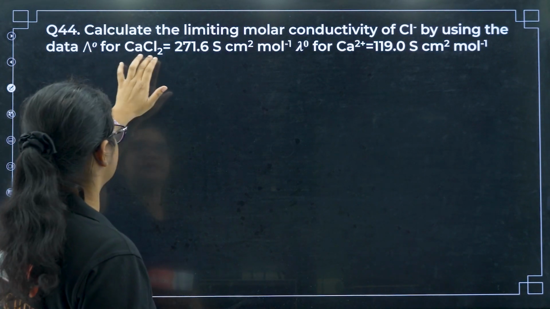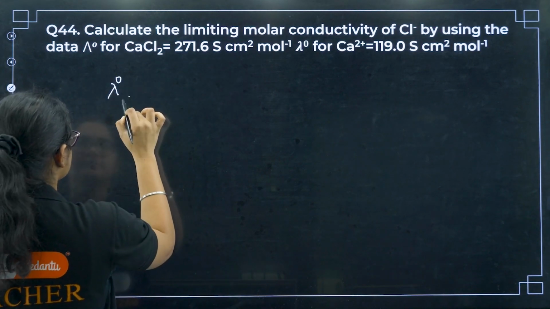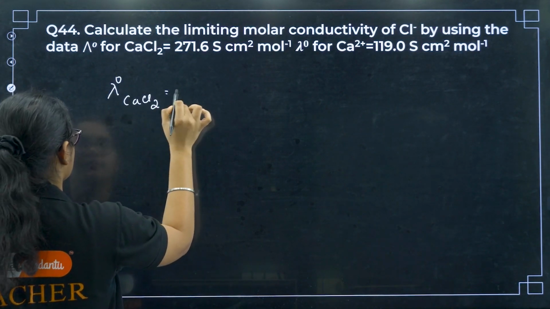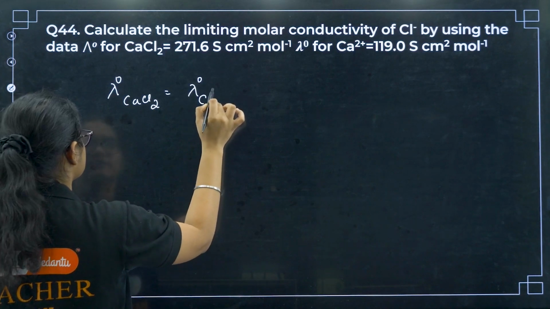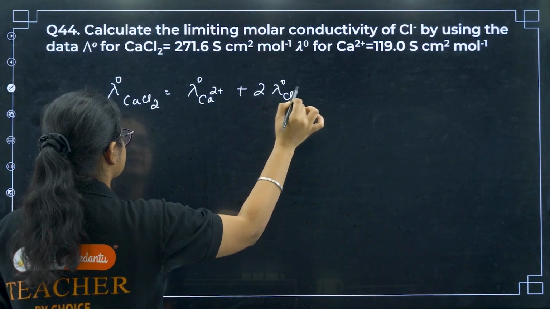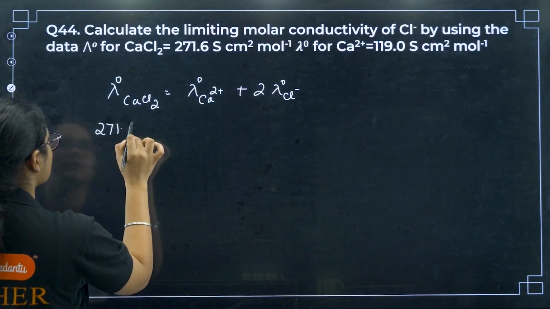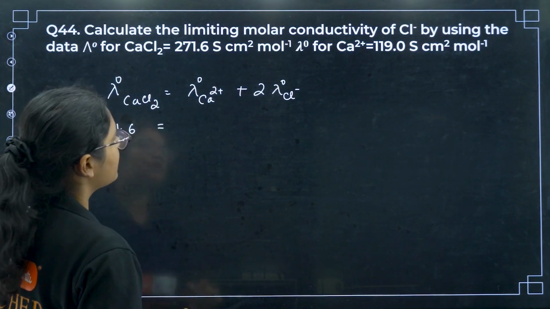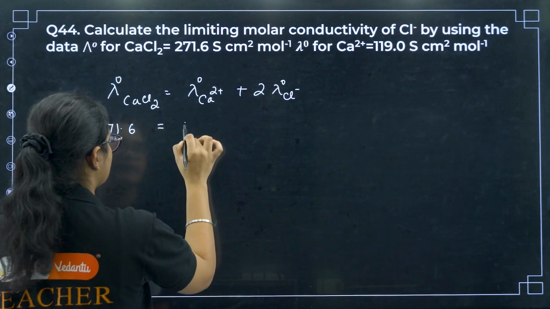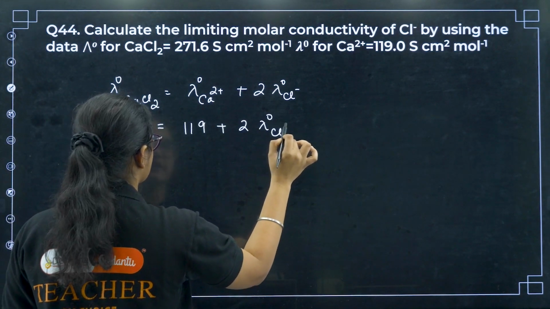data CaCl2 is having this data. Okay, so lambda naught of CaCl2 will be equal to lambda naught of Ca2 plus plus 2 times the lambda naught of Cl minus. Now, lambda of CaCl2 is 271.6 and lambda of Ca2 plus is 119 plus 2 times lambda naught of Cl minus.